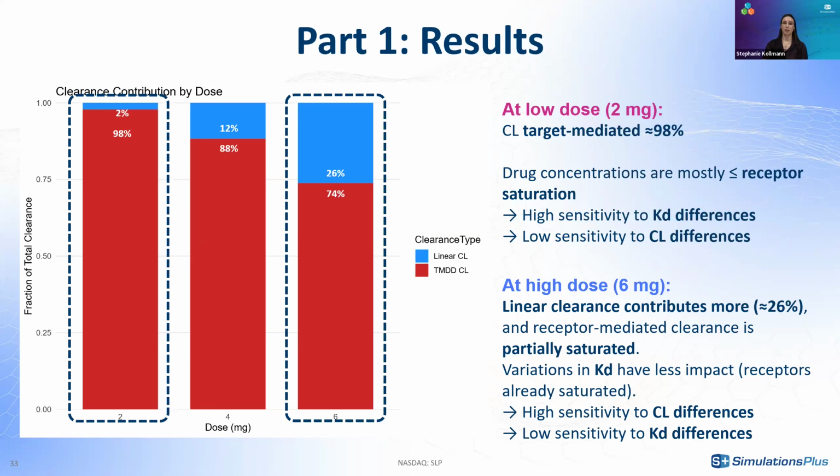So in this near saturation region, changes in KD no longer have a large effect because most receptors are already occupied. Instead, differences in linear clearance have a stronger influence on drug exposure.